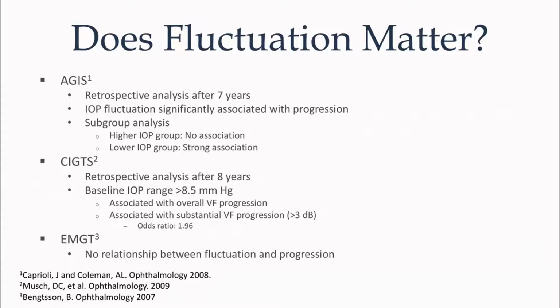AGIS retrospective study over 7 years: IOP fluctuation significantly associated with progression. With the subgroup analysis, the higher IOP group had no association. The low IOP group had a strong association. And you see here, SIGITs and EMGT had a mixture of responses to what the fluctuation might actually contribute. EMGT, no relationship between fluctuation and progression.